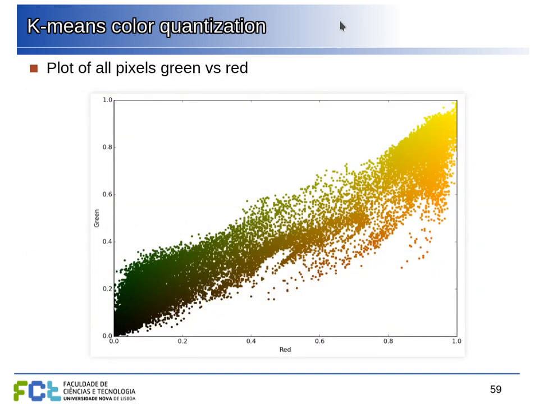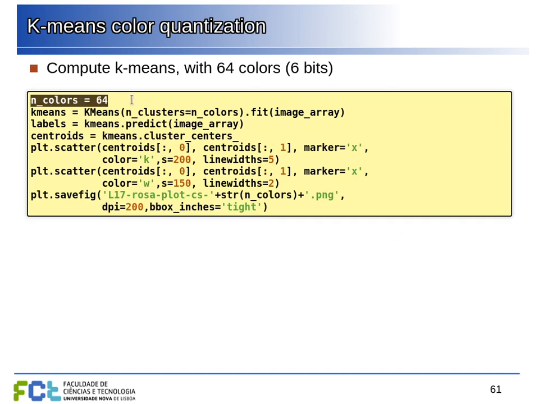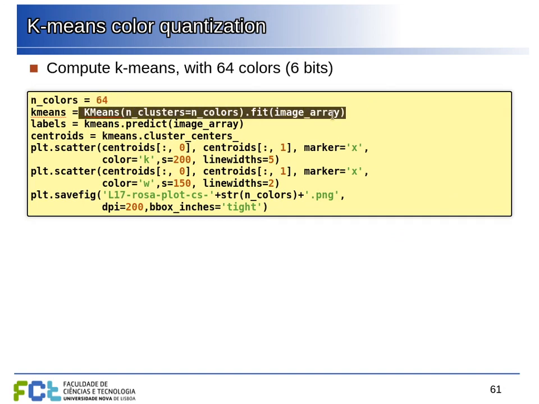And now we can use k-means to find the positions of these representatives, these prototypes. As you can see here, in the regions where we have greater density of points, we have closer centroids to one another. Where the points are more spread out, we have more distant centroids. So the centroid position is reflecting the distribution of the colors that we have in the image. So we can use 64 centroids. We create the k-means object with this number of clusters, and then we fit it to the image array.